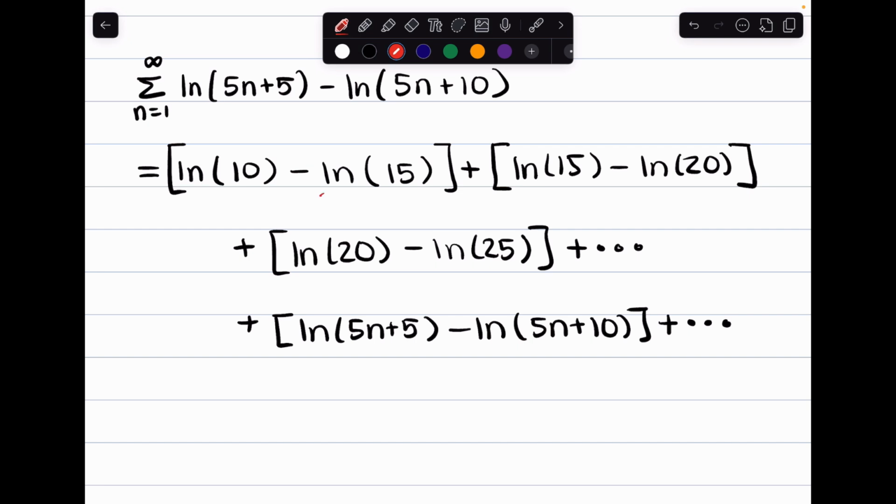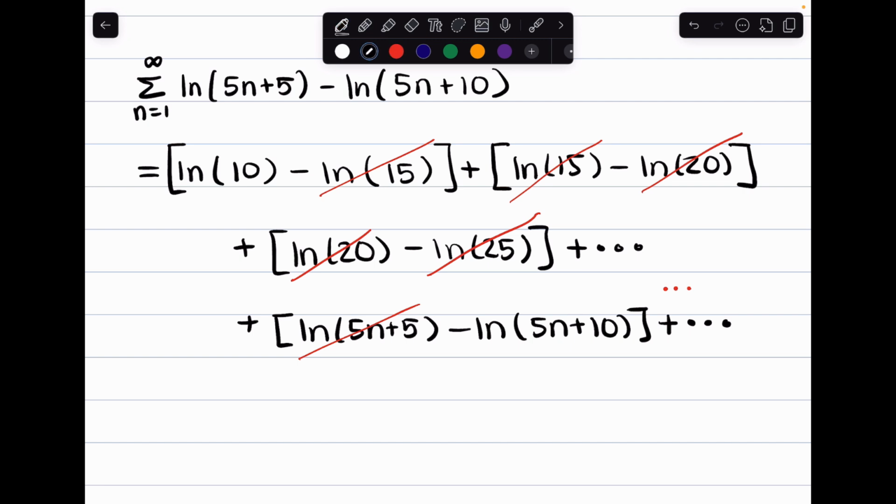The natural log of 15 from a1 cancels with the natural log of 15 from a2. The natural log of 20 from a2 cancels with the natural log of 20 from a3. If this pattern continues, the natural log of 25 is going to end up canceling, and then this natural log of 5n plus 5 is going to end up canceling. And we'll continue having cancellation all throughout this series.